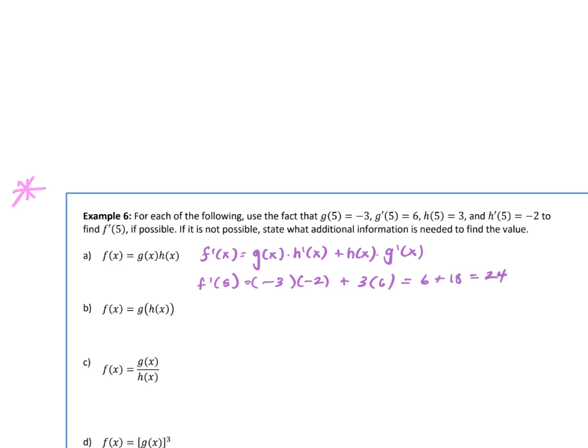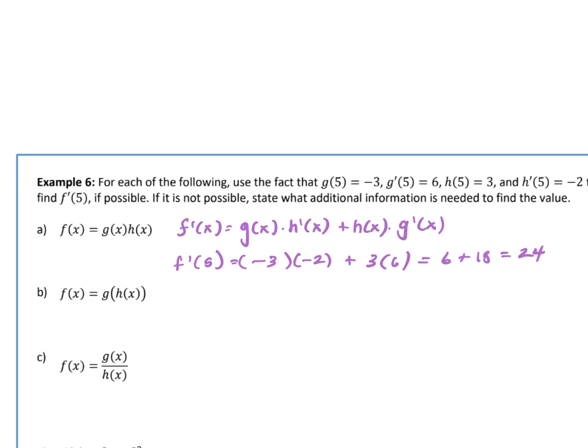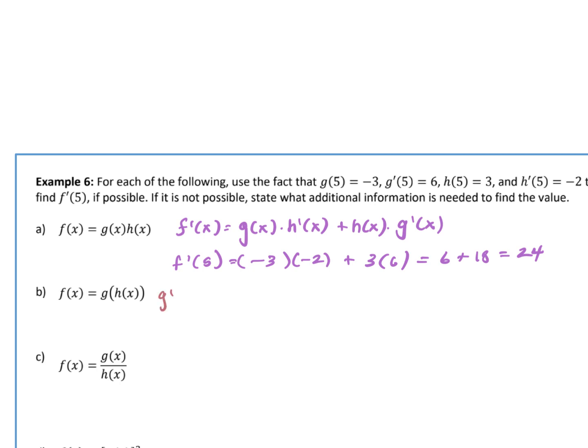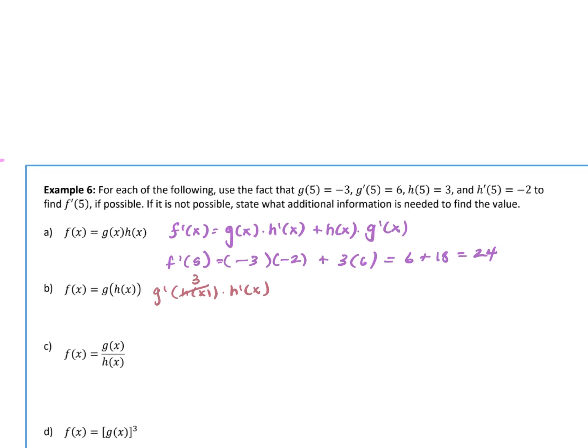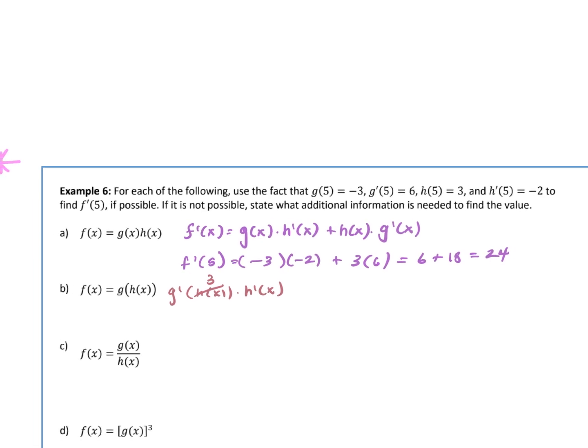So I believe we get 18 plus 6, which is 24. All right, here we've got the chain rule, so it's g prime of h of x times h prime of x. And we want this all at 5 again. So h of 5 is 3, so this becomes 3. So we want g prime of 3, which I don't believe we know. So it's not possible.